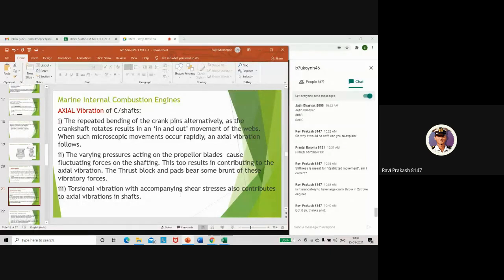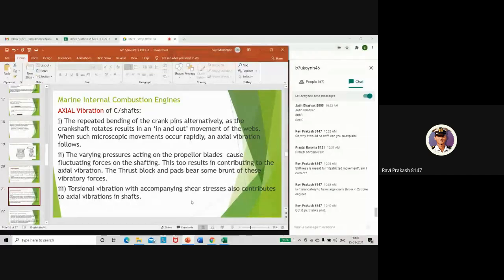Now we are coming to axial bending, axial vibration. The repeated bending of the crank pin alternately as the crankshaft rotates results in an in-and-out movement of the webs. When such microscopic movements occur rapidly, an axial vibration follows. Now go back to that diagram in your mind, which I showed you, about the connecting rod forcing on the crank pin. You see the crank pin bends. Not only does the crank web twist, it also bends.